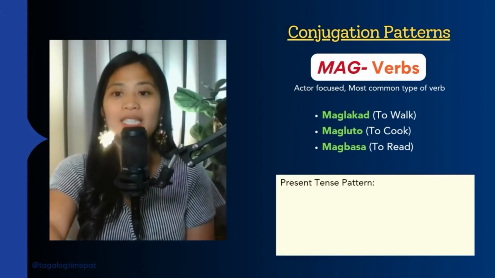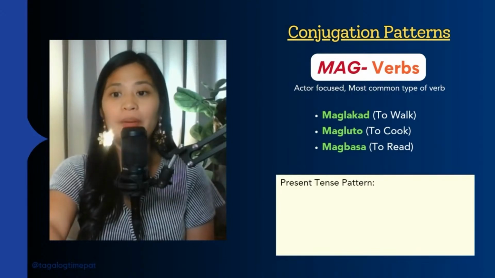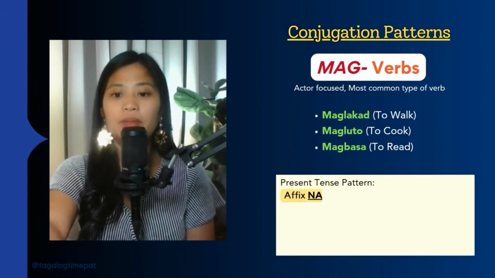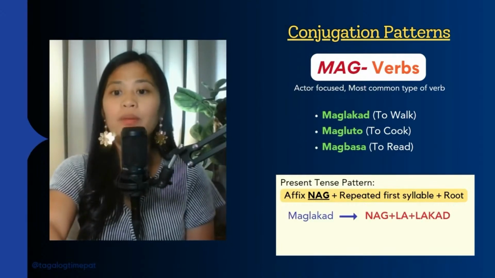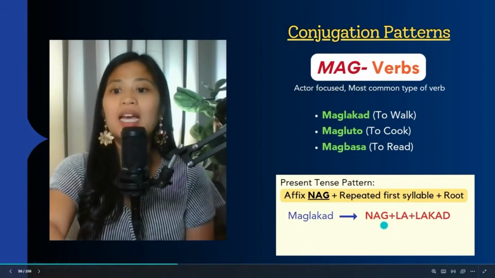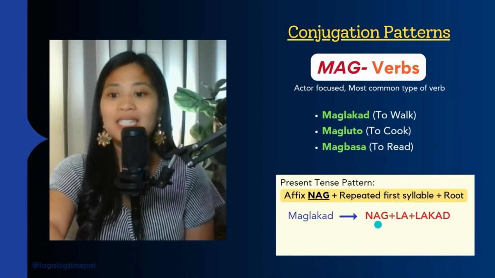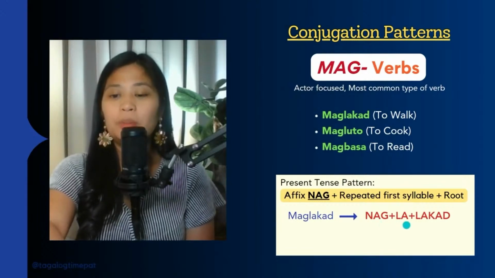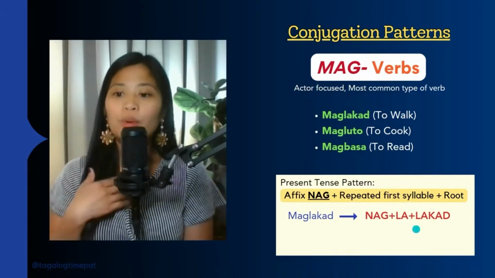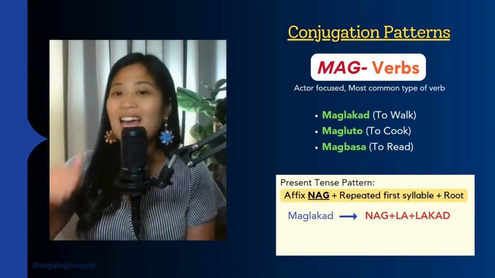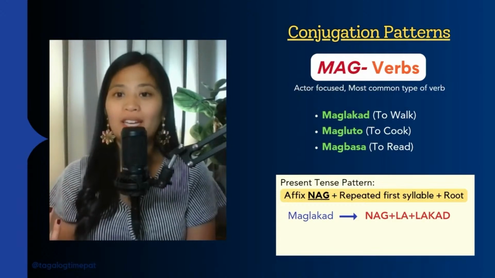Now, if you want to conjugate a mag verb in the present tense, here is the pattern. It's the affix nag, then it's the repeated first syllable, and then it's the root. For example, maglakad becomes naglalakad. Here's the affix nag, then there's a repeated first syllable, and then the root. Naglalakad ako, I am walking. Naglalakad sila, they are walking.